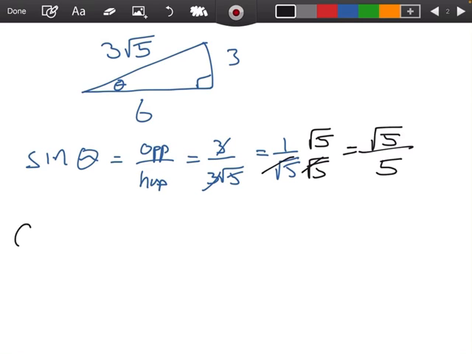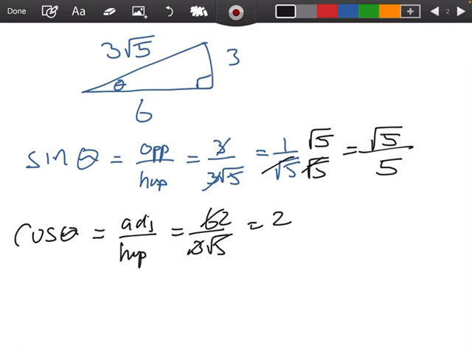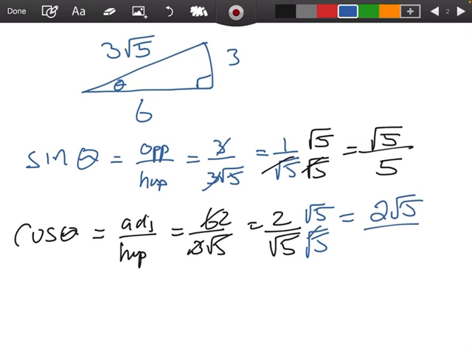Then let's go ahead and do our cosine, right? So our cosine is going to be the adjacent over the hypotenuse. So this is going to be 6 over 3 square roots of 5. We can reduce the 3 and the 6. So now we have 2 over the square root of 5. We're going to rationalize one more time. Square root of 5, square root of 5. So now we have 2 square root of 5. Remember, square roots again will cancel, over 5.